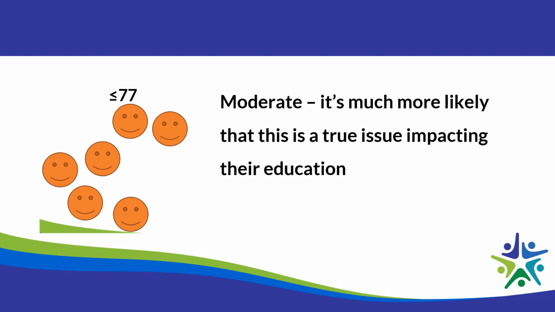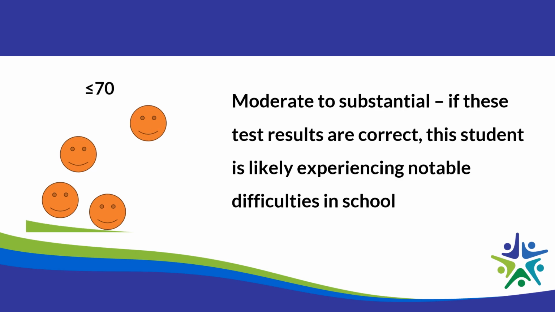Now let's go down to a score of 77. Now we see that there are more likely just students with true impairments here. It's more likely that this is a true communication need that's impacting their education, and we can see how it converges. When we get down to a score of 70, now we're getting into more of a moderate to substantial range. So if these tests are correct, if we can trust the data, this student is very likely to be experiencing notable difficulties in school that we can confirm or possibly disprove with our comprehensive evaluation.